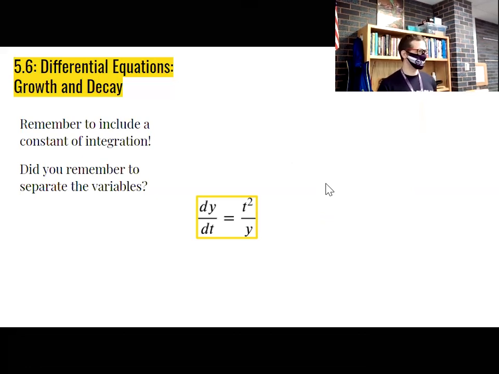So here's another one. I'm going to just give you a minute to kind of think about what the first two steps might be before we do it.